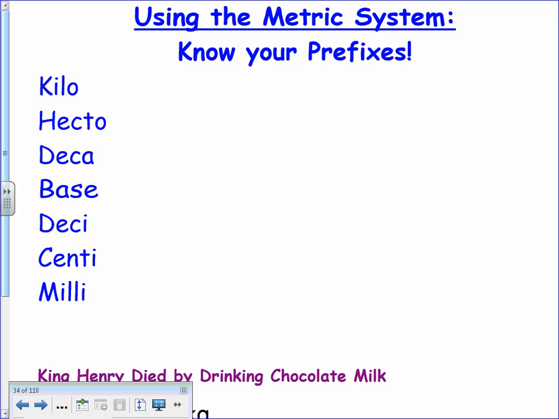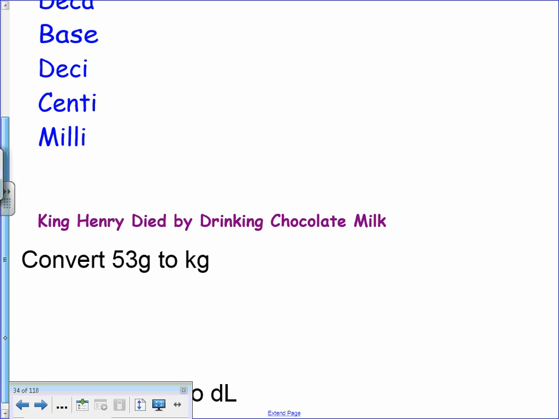Okay, thumbs up if you know the basic metric system. Yay, okay. Kilo, hecto, blah, blah, blah. You may not remember it that way. You might remember it this silly way: King Henry died by drinking chocolate milk. Yes? Some of us?